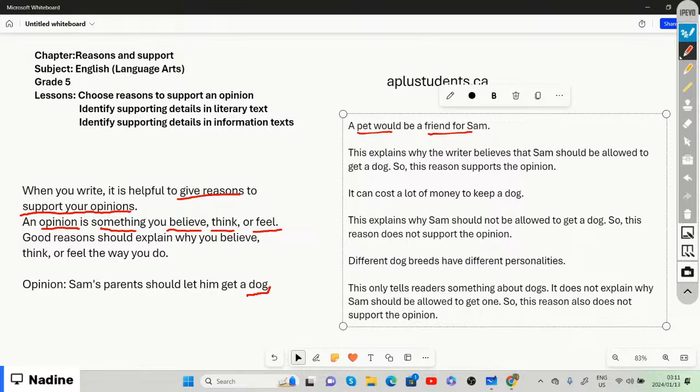So this would really explain why the writer believes that Sam should be allowed to get a dog. So the reason supports the opinion.